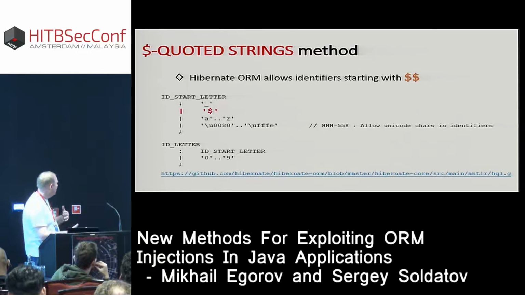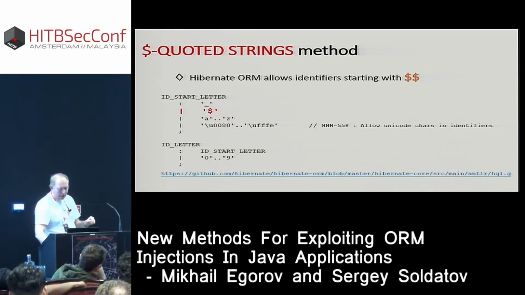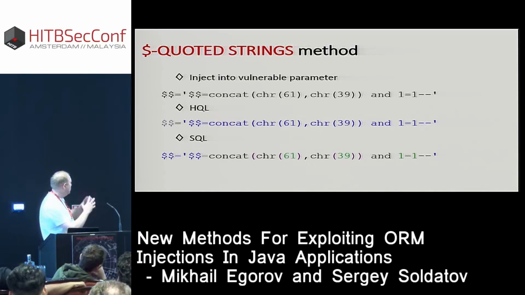On the other hand, the Hibernate ORM allows identifiers starting with a dollar sign, and here you can see a fragment from the Hibernate grammar specification. Composing all these facts together, we can make a hack.